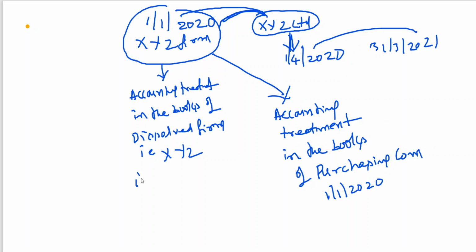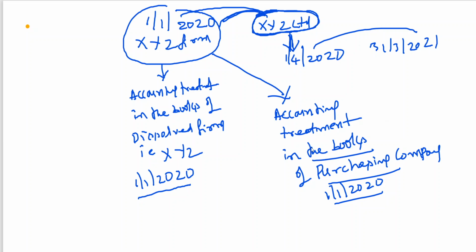Please try to understand. What you learned in group 1: 1st January 2020 to 1st April 2020, 3 months, is the pre-incorporation result, and up to 31st March 2021 is the post-incorporation result. You have opened accounts in the books of XYZ Limited. Now the topic which I will be teaching you is the accounting treatment in the books of the dissolved firm, that is XYZ, on 1st January 2020, and the accounting treatment in the books of the purchasing company on 1st January 2020.